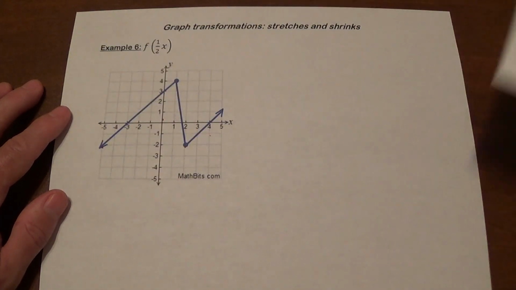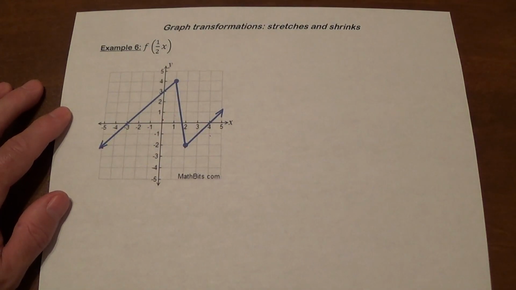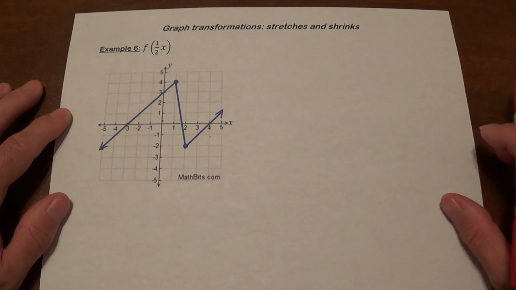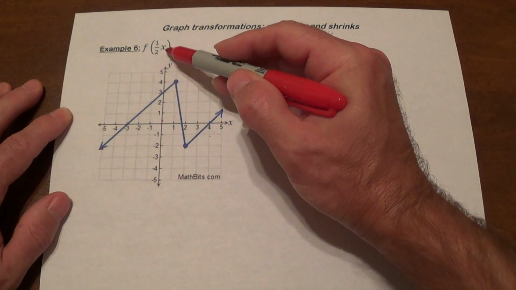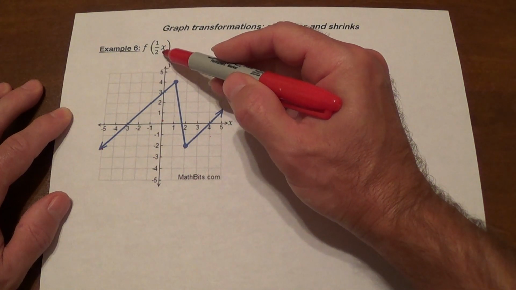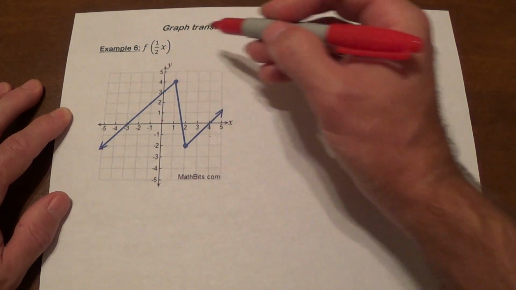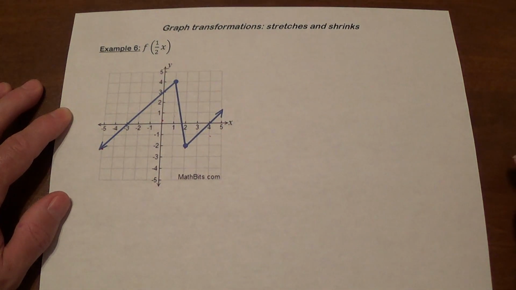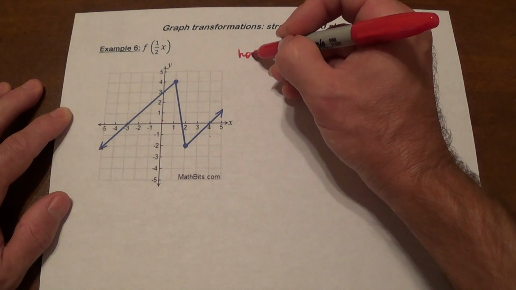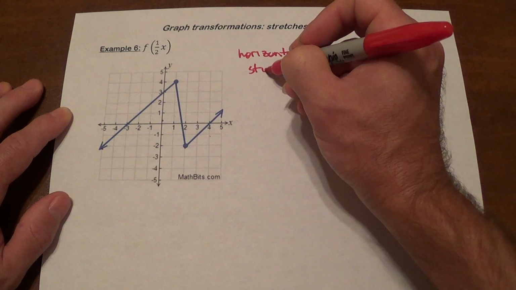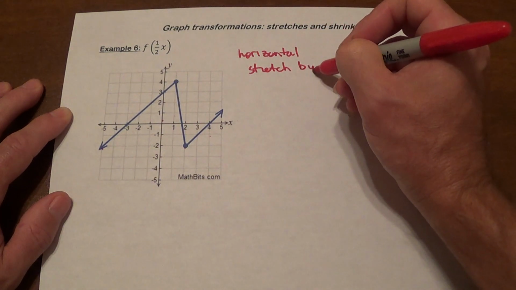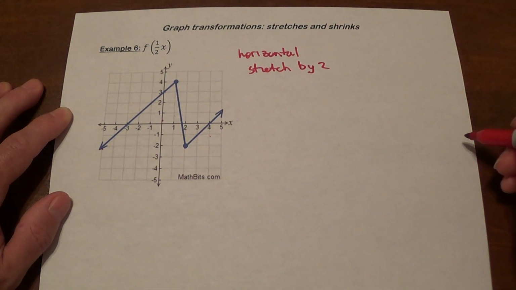And now let's take a look at another example. So example 6, this is f of 1/2 x. So when the number is in front of x inside the function, we multiply x by it. You look at that number, this number is less than 1. That means you're going to have a horizontal stretch by a factor of 2. Now your x values are going to be stretched.